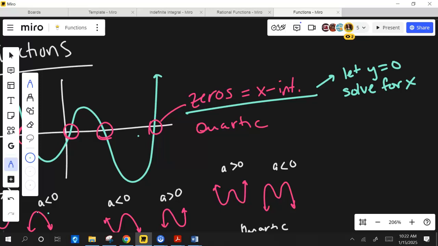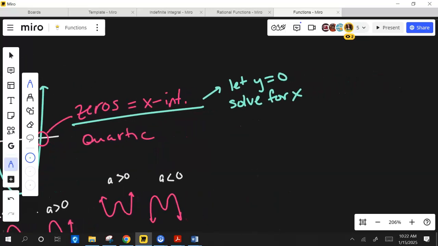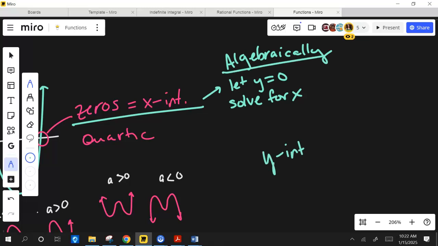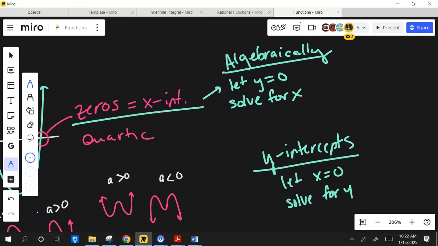Now, this is algebraically. All right, listen. How about the y-intercepts? How could I find those algebraically? Let x equal 0 and solve for y.